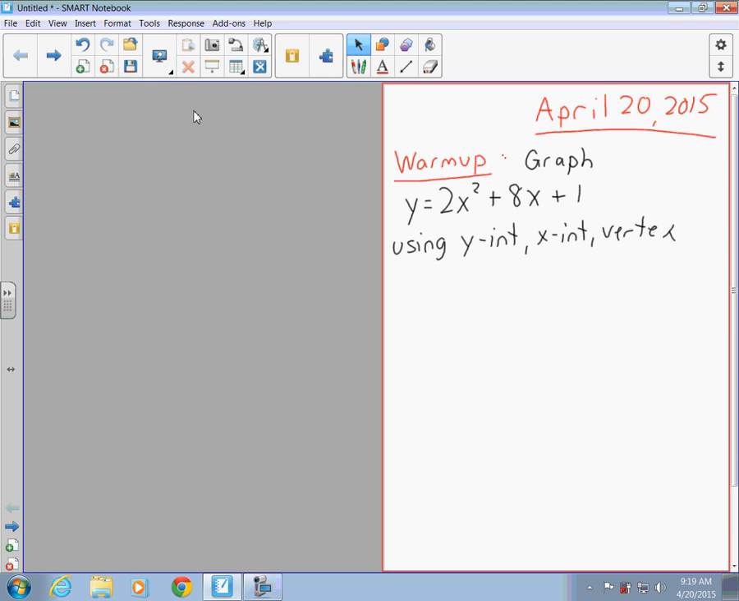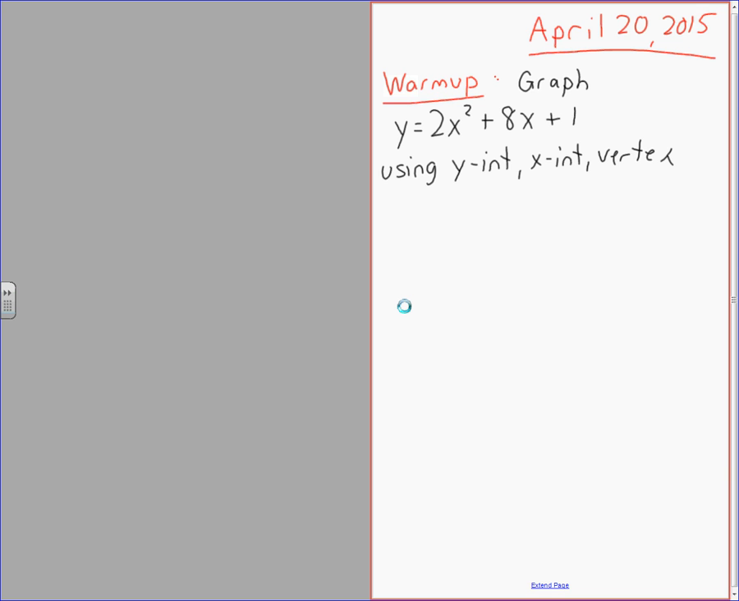Y-intercept. Please go ahead. Y-intercept. Y equals 1 because 2 times 0 squared is 0, plus 8 times 0 is 0, plus 1.